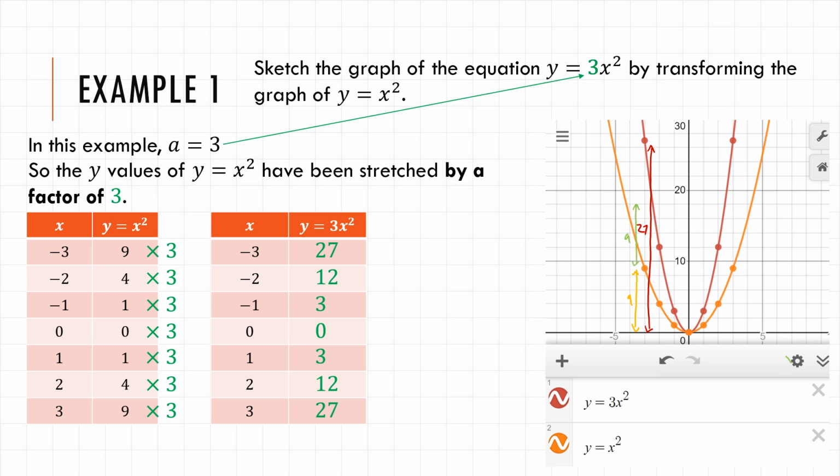1, 2, 3. That's exactly 9 times 3 gets us 27. And notice that the point itself did not change its distance from the y-axis. So this point was 1, 2, 3 units away here, and it's 3 units away here. And the x values here confirm that.